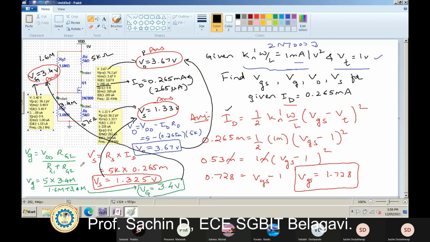So far, do you find any doubt in this? One thing is that you need to know KVL and the formula. ID is half Kn dash W by L times VGS minus VT squared. Don't worry about how we got this formula, it is a direct formula. Just remember this formula, that is for the ID current in saturation. Do you find any doubt in this regard?